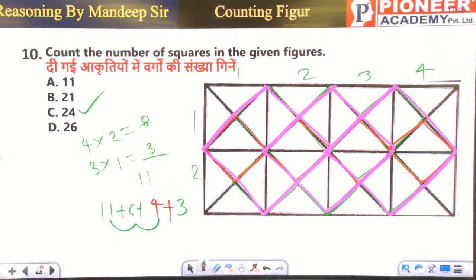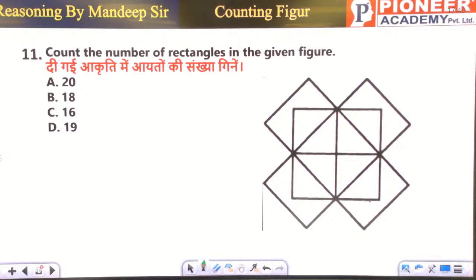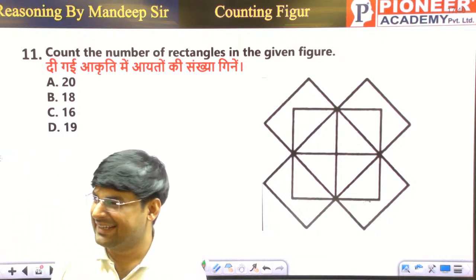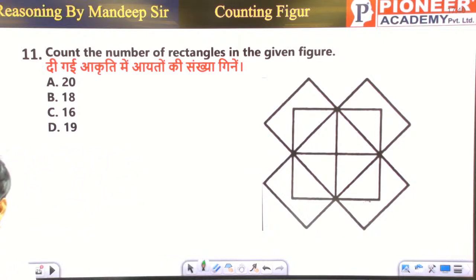Clear? We have to count rectangles. How many rectangles in this figure? What happened?